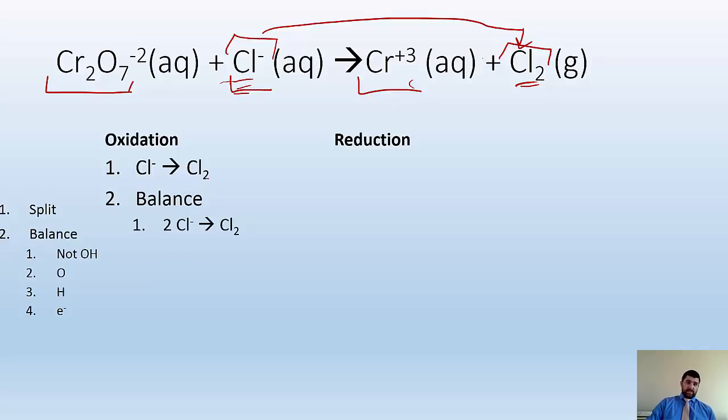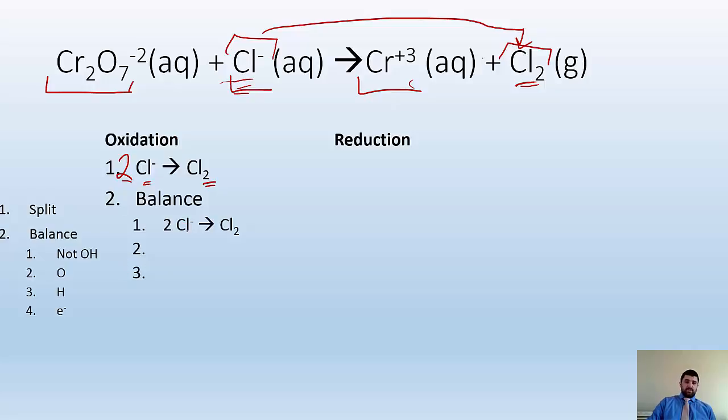It's not done. I had 2 chlorines on the right, but only 1 on the left, so I got to times the left side by 2, so it gives me 2 chlorines. I got to double the left side. So now everything that's not oxygen or hydrogen is balanced. Next, balance oxygen. Well, there aren't any on either side, so I don't got to do anything. Same thing with hydrogen. Now I got to worry about charge.